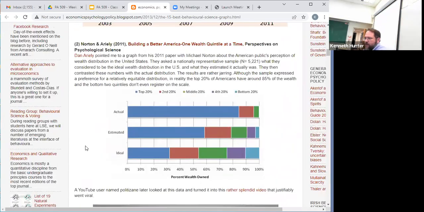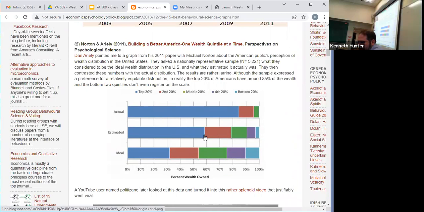There's one that's been done more recently with respect to common perceptions. People have a certain conception about, say, the top 20%. The estimated perception is that they hold a little under 60%, still less than 60% of the wealth. In reality, it's around 85% of the wealth in this country. This was back in 2011. It's probably greater now. And ideally, while the top 20% definitely wouldn't hold 20% of the wealth, theoretically they should only have about a third of it, which has never happened.